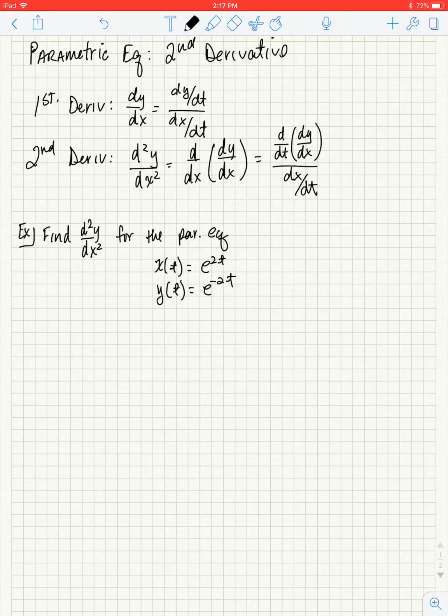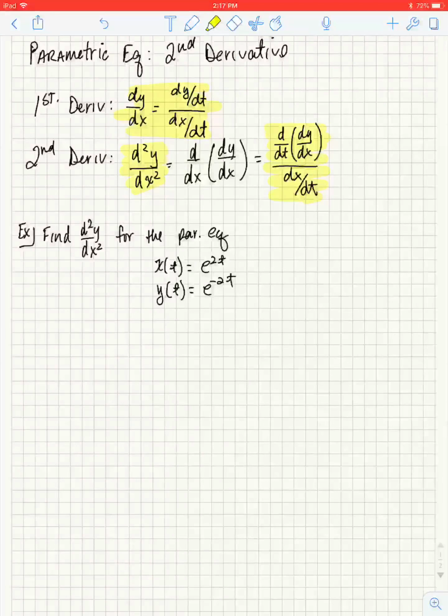All right, I'm back for the second derivative of the parametric equations. Okay, so a couple things just to recap from the other time. This you must know, and now a new one is for second derivative. I would memorize that for your second derivative of a parametric equation.